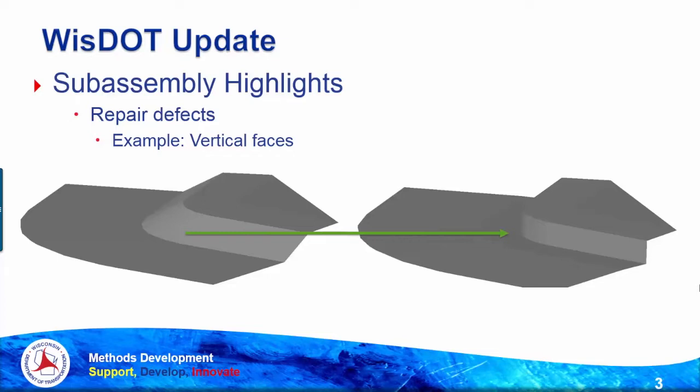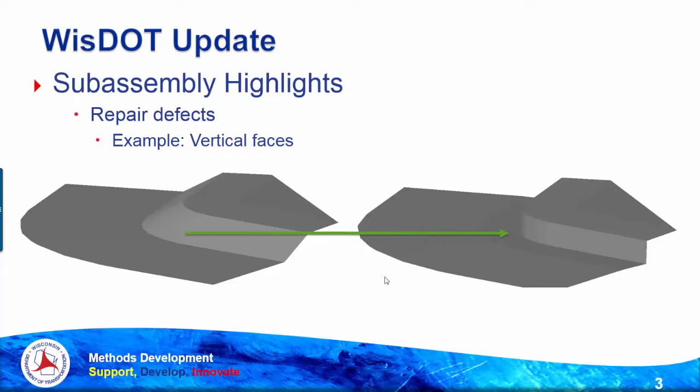So some of the highlights with the new sub-assemblies and some of the things we're trying to accomplish. First, we want to repair any defects that we knew about with our current sub-assembly library. For example, everybody's aware of the vertical face issue with our surfaces if you were to use our curb and gutter sub-assembly. Without any modification, you wouldn't be able to form that nice clean vertical face without adding an additional link width and slope or something to fix that vertical face.